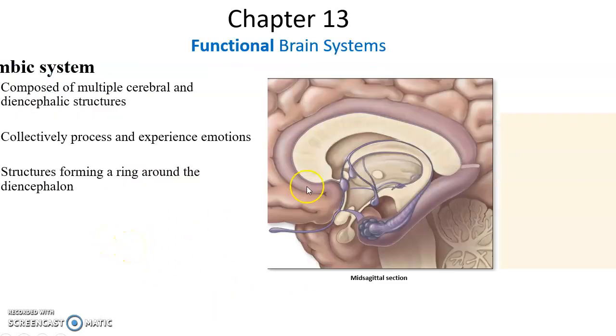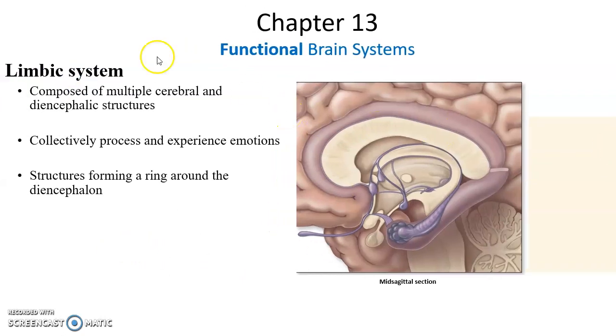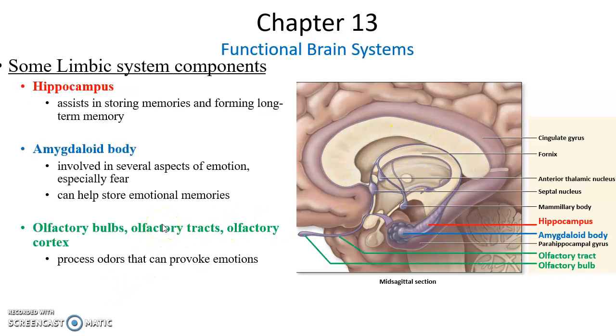All right, the limbic system. We've mentioned the limbic system a little bit. It is the system around processing and experiencing emotions. It is composed of multiple structures, both in the cerebrum and the diencephalon, so structures sort of on the border between the cerebrum and diencephalon, and it sort of forms a ring around the diencephalon.